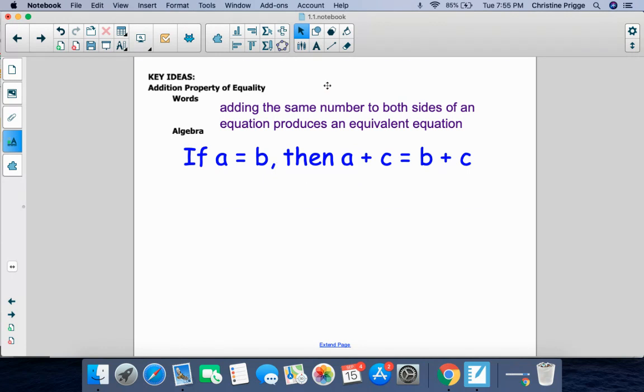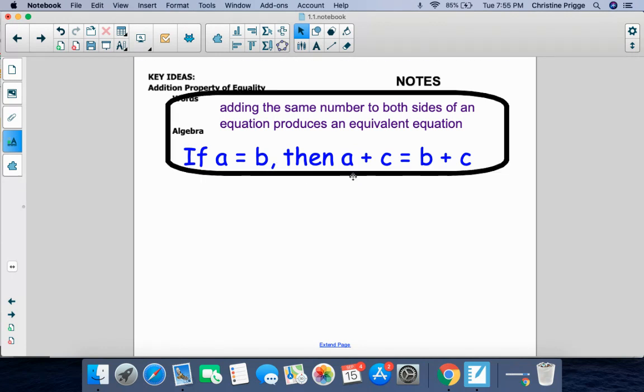Okay, so this is what gets put in your notes. Adding the same number to both sides of an equation produces an equivalent equation. And then the algebraic explanation to that would be if you have two numbers, A and B, and they're equal to one another, then A plus C equals B plus C. So stop the video here and take those notes. I'm just going to explain to you what that actually means though.